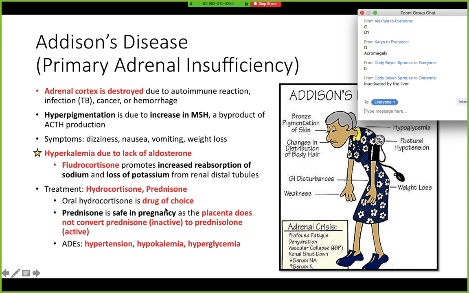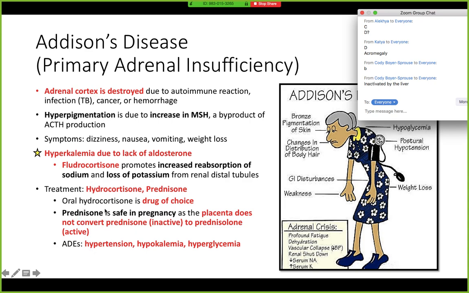And then also, to treat Addison's, in addition to the fludrocortisone, the big one is hydrocortisone. So oral hydrocortisone is the drug of choice. And then also, something you hadn't read is the fact that prednisone is safe in pregnancy because the placenta does not convert prednisone to prednisolone, because I guess the liver isn't developed enough at that time to do that.